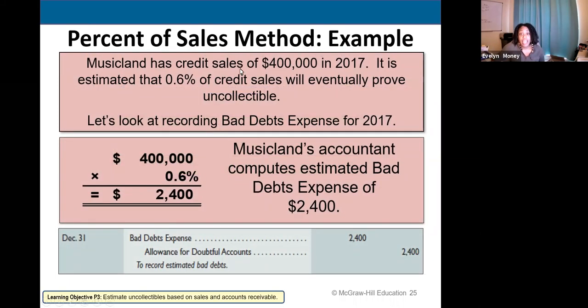So let's see this one. Musicland has credit sales of $400,000 in 2017, and it is estimated that 0.6% of credit sales will eventually prove uncollectible. I multiply that 400,000 times 0.6% to find my bad debt expense. I debit bad debt expense and I credit the allowance for doubtful accounts.